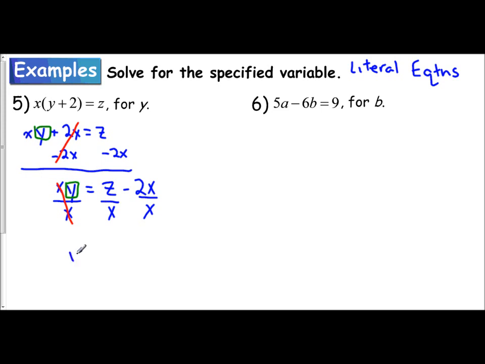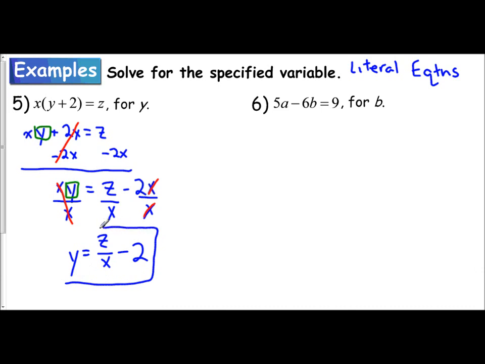So now we have y equals. That was our goal, to get the variable y by itself. So now what we need to do is simplify this right side. So you have z over x minus, now you have 2x over x. So since you have an x in the top and the bottom, they cancel out. So it's z over x minus 2.